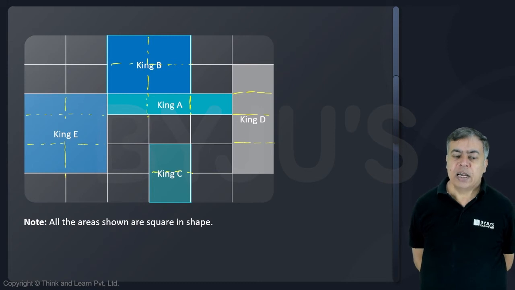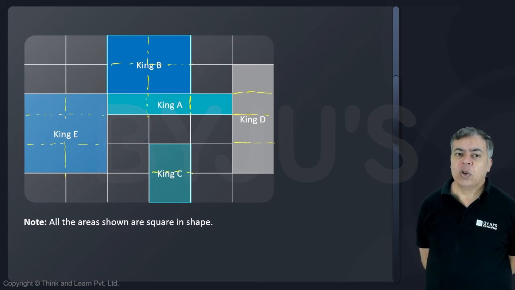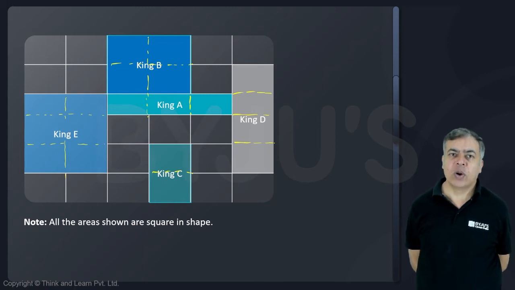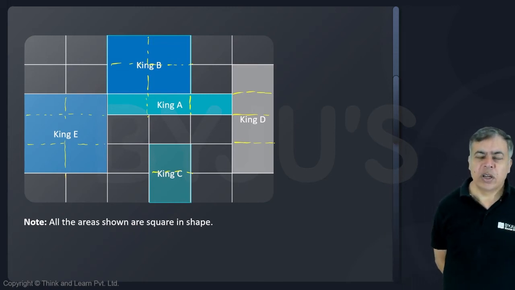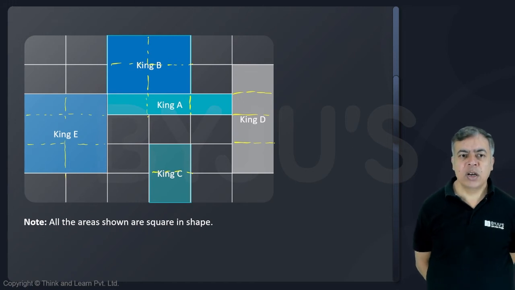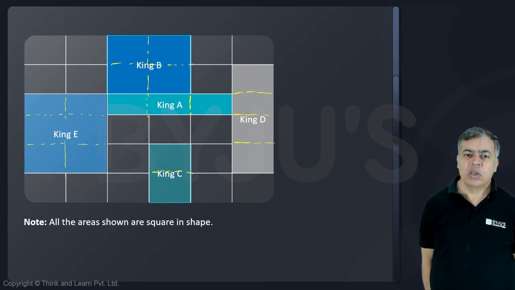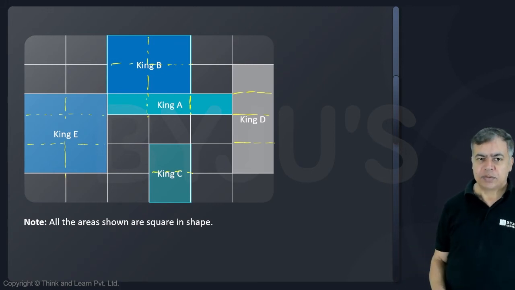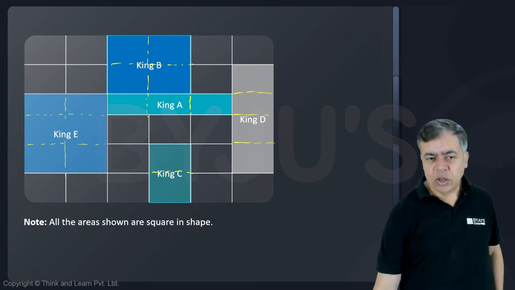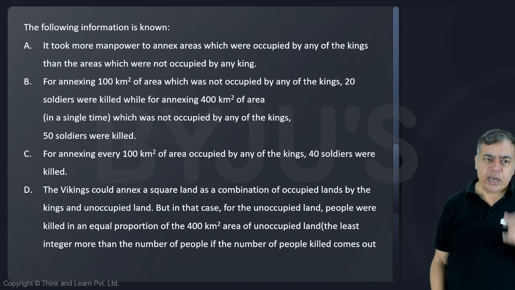And it was also given that Vikings can only attack on squares, right? A square may be only one single square, or it may be 2 by 2, it may be 3 by 3, it may be 4 by 4. So he can only attack in squares, right? Now there are some conditions given.